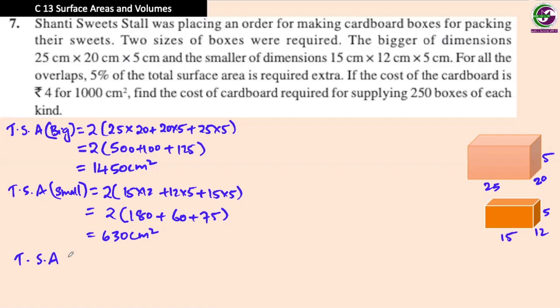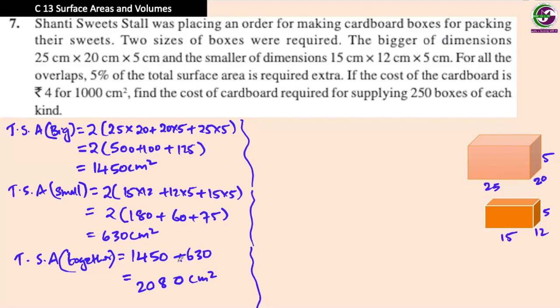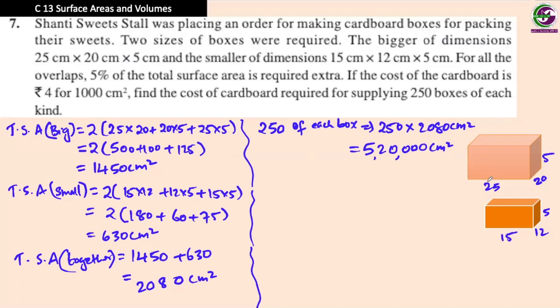So total surface area of the boxes together is equal to 1450 plus 630, which is 2080. We need 250 of each box, which will give an area of 250 times 2080 centimeters square, which is equal to 5,20,000 centimeters square. This is the total area of the box, and we need also 5% extra.